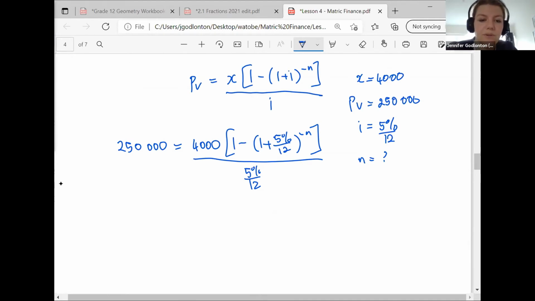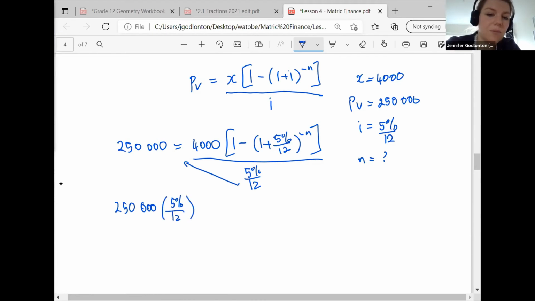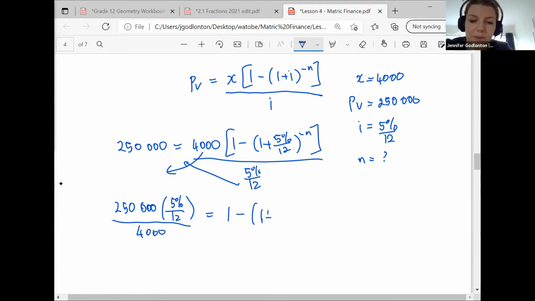So I'm going to move this up, and I'm going to multiply that by 5% over 12, and I'm going to move my 4,000 down. And that's equal to 1 minus 1 plus 5% over 12 to the power of negative n.